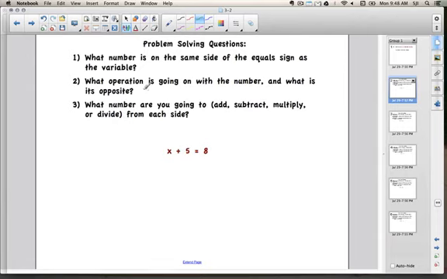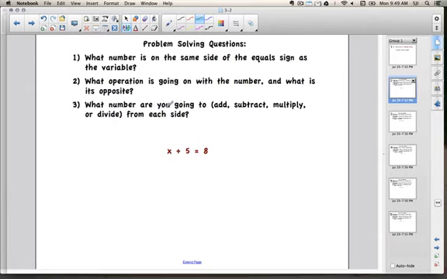Our second question is, what operation is going on with that number and what is its opposite? In other words, what operation is going on with this 5? Just so you know, the operation that's going on with the number is always the operation right in front of it. So I'm going to look in front of the 5 and see that I'm adding. And the second part of that question is, what is the opposite of it? What's the opposite of addition? The opposite of addition is subtraction. Just so you know, the opposite of multiplication is division, but we'll get to multiplication and division problems in future lessons. But for today, the opposite of addition is subtraction.